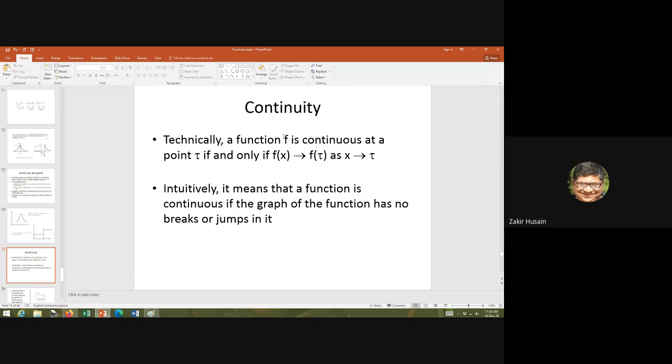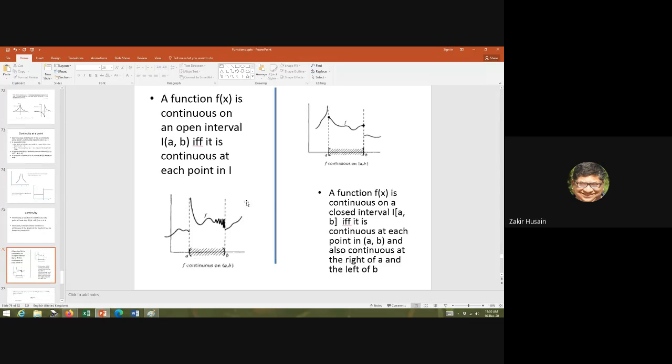Overall, a function is said to be continuous at a point tau if and only if f(x) tends to f(tau) as x tends to tau. Okay. So basically, it means that a function is continuous if the graph of the function does not have any break or jump in it. See over here, it is continuous. But at this point, there's a jump. It jumps from here to here.